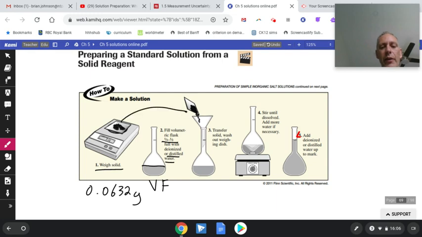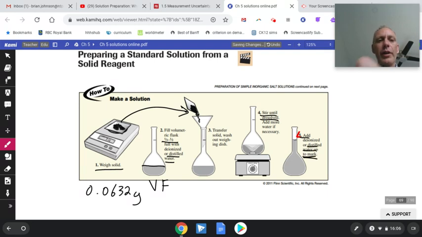Then we're going to add our solid and dissolve. Stir until dissolved. Now this is using a magnetic stirrer. We don't use those in our high school lab. You're just going to stir by swirling. Swirl, swirl, swirl. Get all of the solid or solute to dissolve in the water. Once it's dissolved, we're going to add more distilled water to bring it up to the mark.